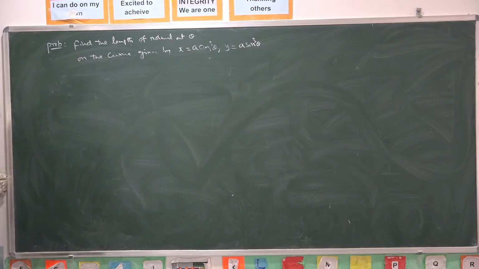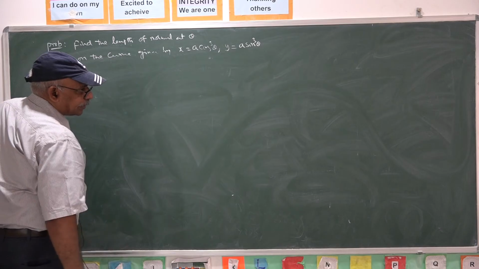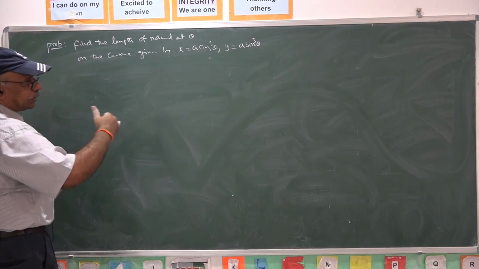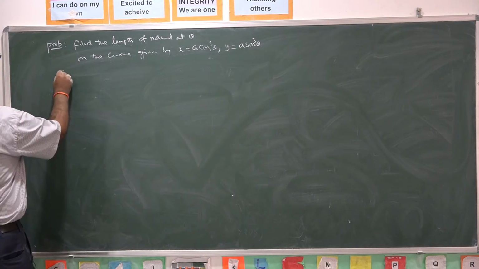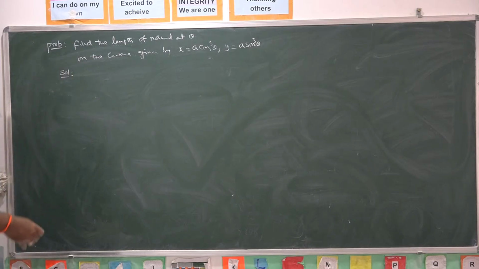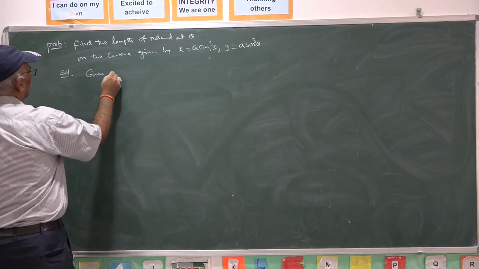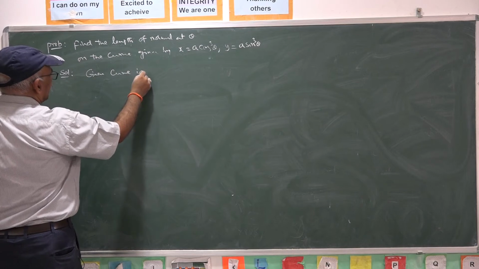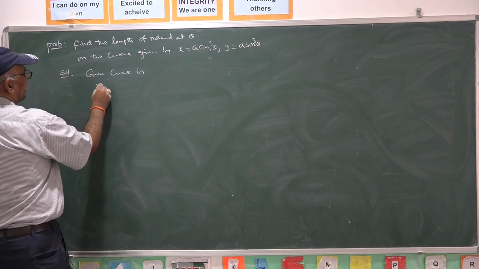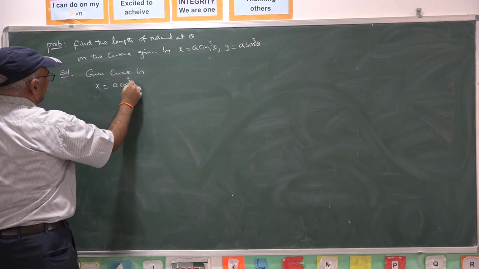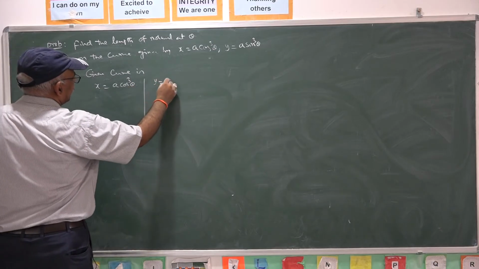Find the length of the normal at theta to the curve, which is given in its parametric form, at the general point theta. Theta is not specified here. Theta takes any angle at a general point. That means at the point a cos cube theta, a sin cube theta. That is the reason. The given curve is x equals a cos cube theta, y equals a sin cube theta.